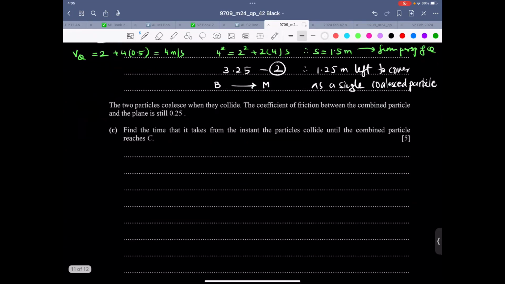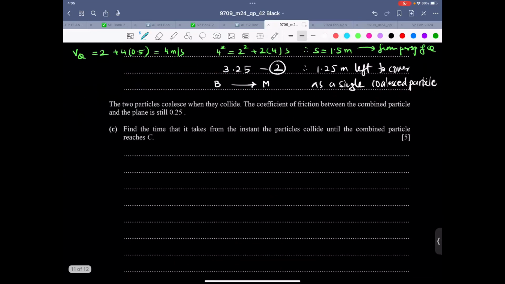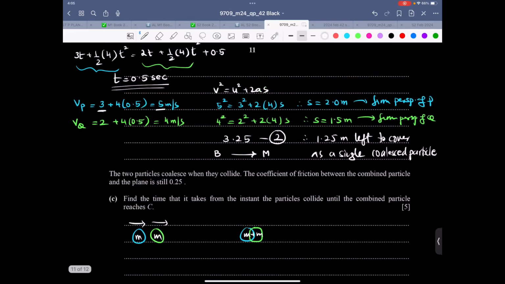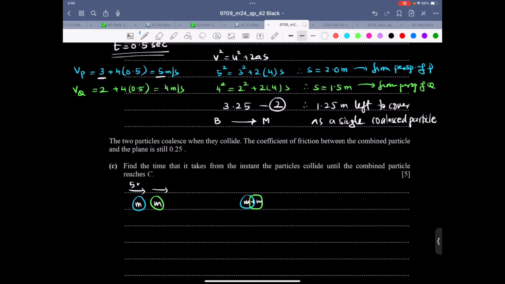So now we have to apply momentum. What is the working? There is particle P, there is particle Q, and let me make it into one unit. So now the masses are M and M. This is M, this is M, this is M plus M. The speeds are how much, just before they are colliding, that is when they are meeting? One of them has a speed of 5 meters per second, the other has 4 meters per second.